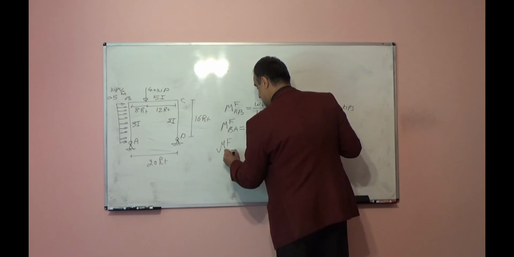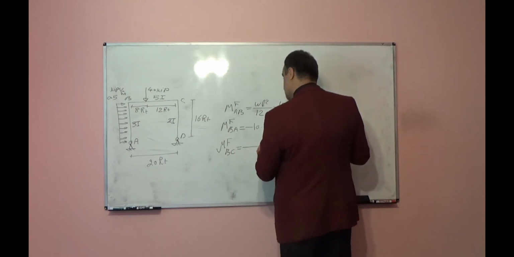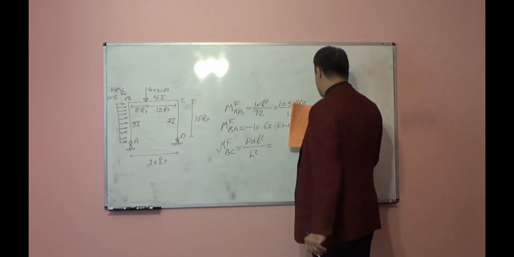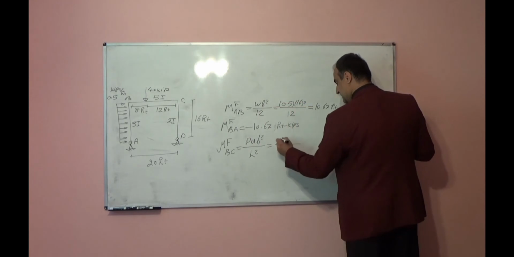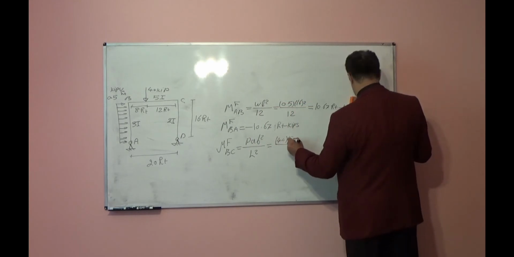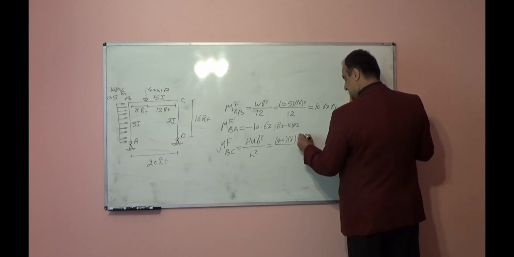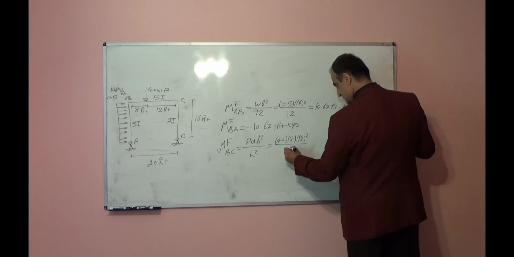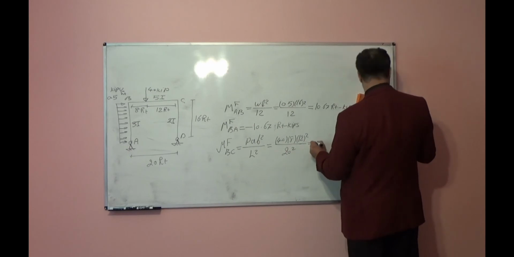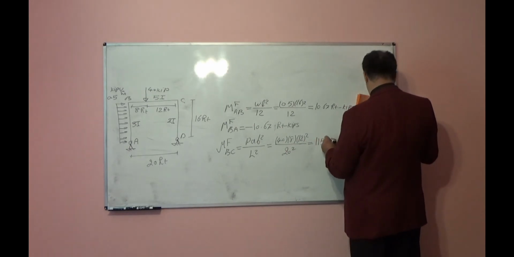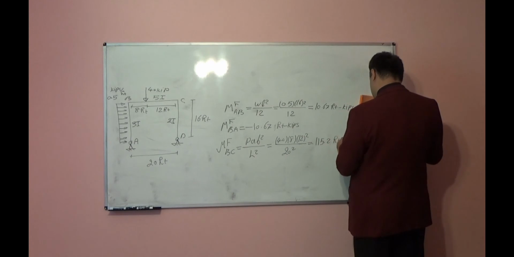M fixed BC will be equal to P A B squared over L squared. That will be equal to P, it is 40 here, A it is 8, B is 12 squared, entire length it is 20 squared. That will be 115.2 feet kips.